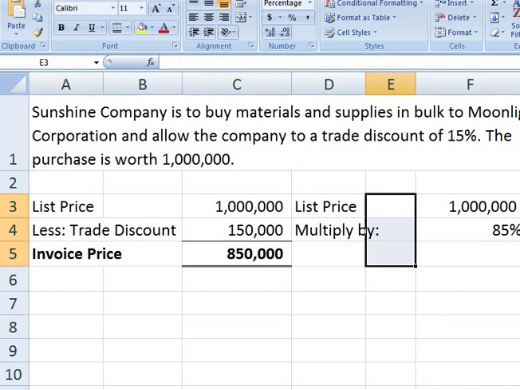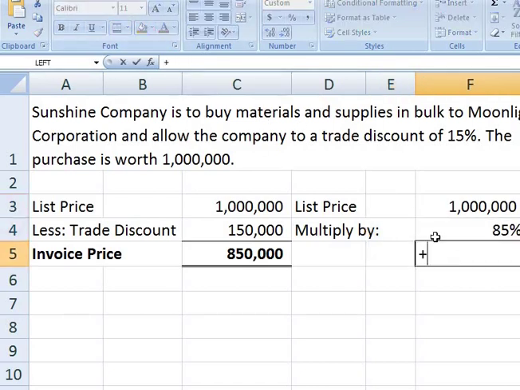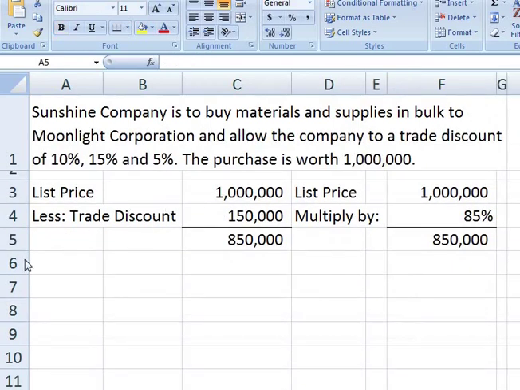Okay? So, with that, if we're going to multiply 1 million by 85%, you will still get 850,000. So, that's the other way of computing that. Okay, so let's have another illustration.